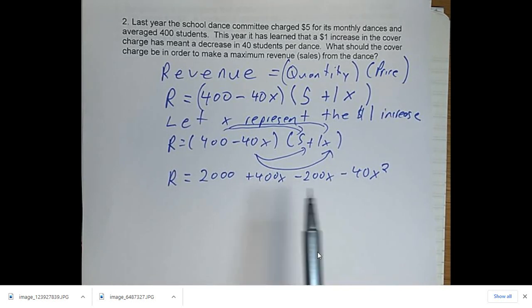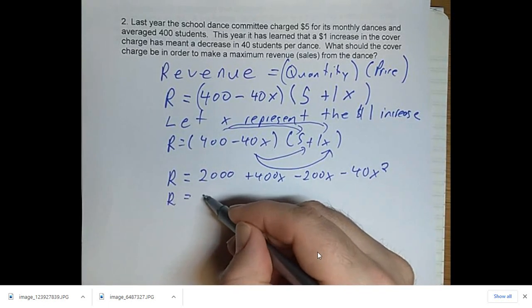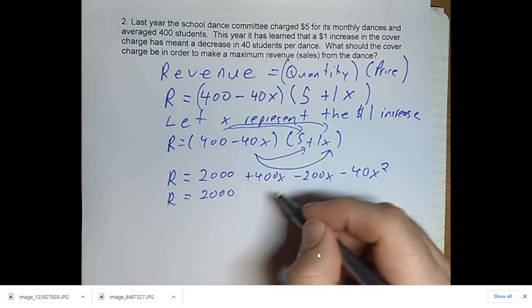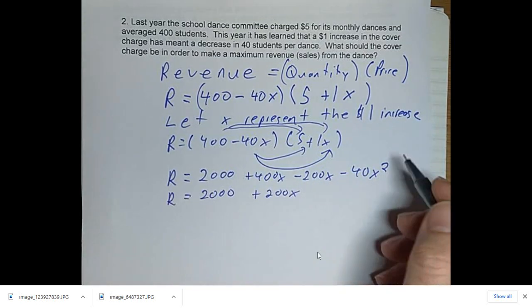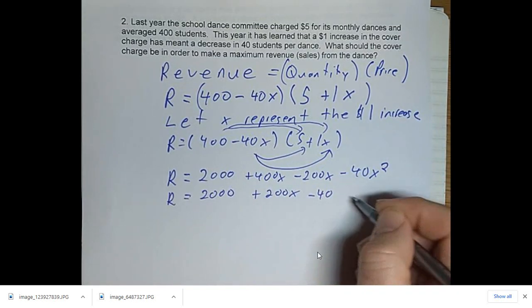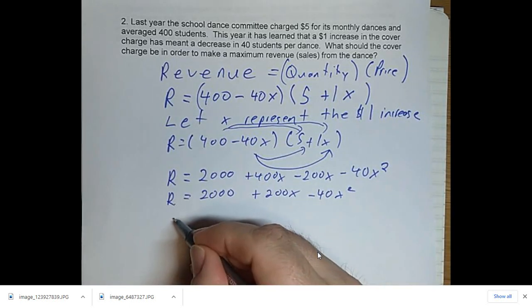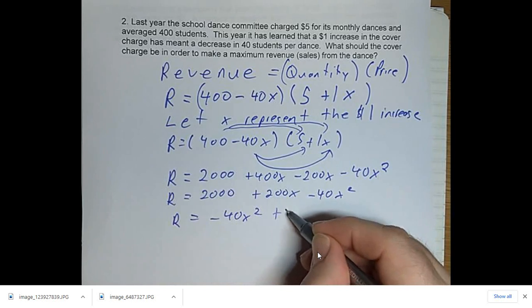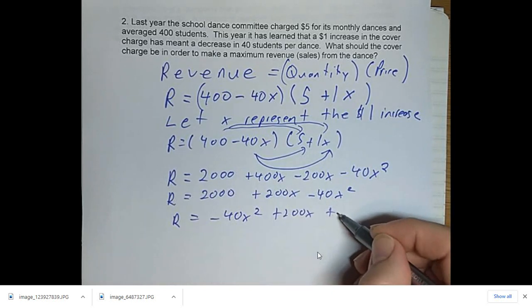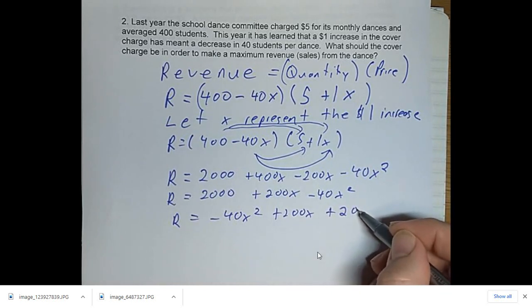I'm going to group these two together. So you get 2,000 plus 200x, minus 40x squared. So all we did was subtract. And then we're going to put them in the right order. So we like to have the minus 40x squared first, the 200x second, and the 2,000 at the end.